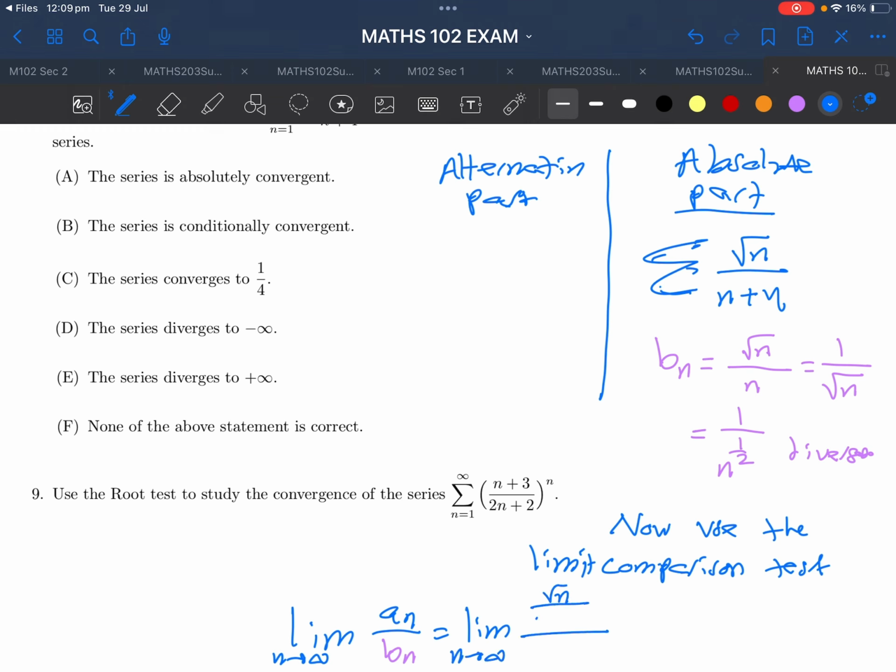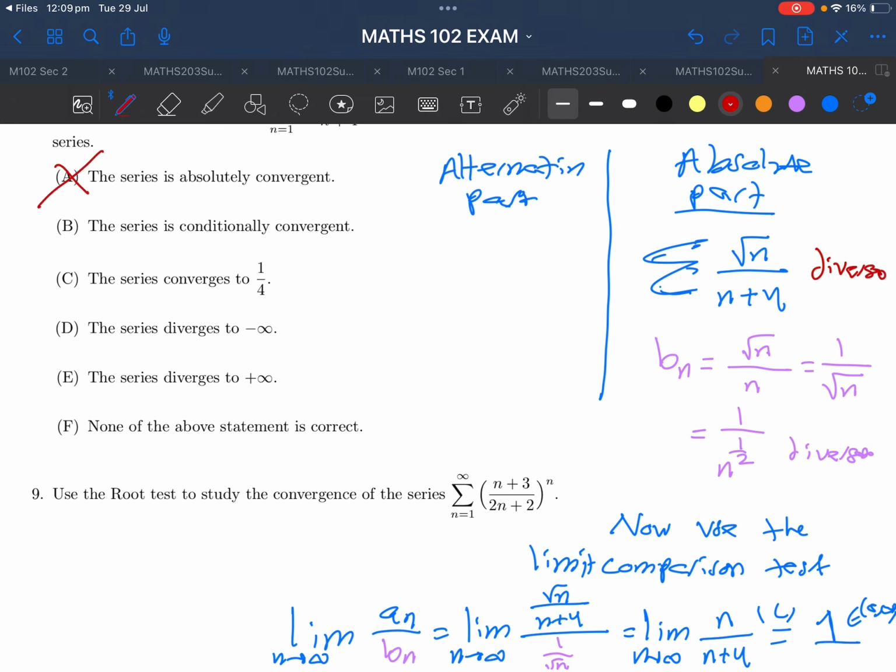What is a_n? It is square root of n over n plus 4. What is p_n? It is 1 over square root of n. Stack of 4, how do you rewrite it? You take the first and the fourth, so you get n on the top, n on the bottom. Now, if we use L'Hopital, the answer will be just 1. If the answer is between 0 and infinity, it means both series behave the same. So the final conclusion is that this one is divergent, which means it cannot be absolutely convergent.